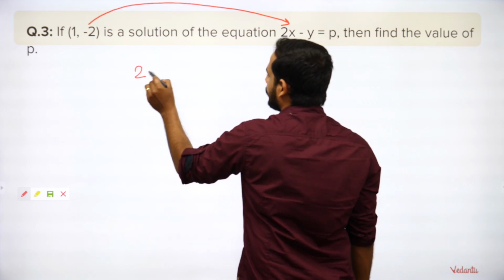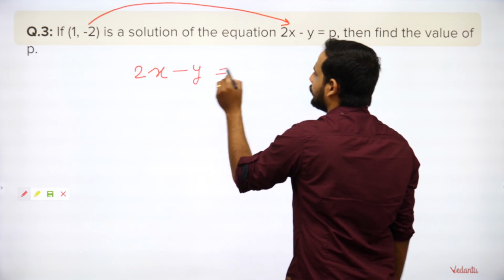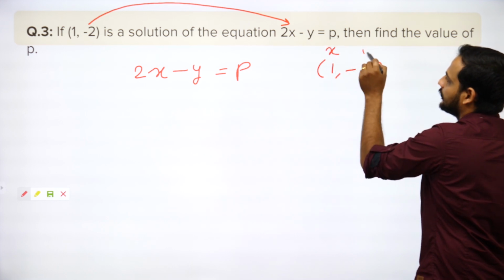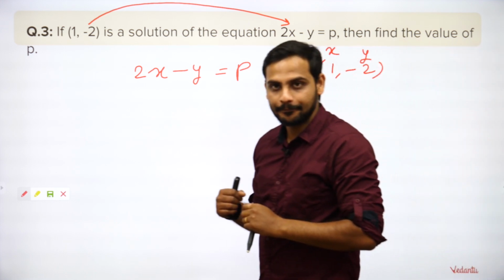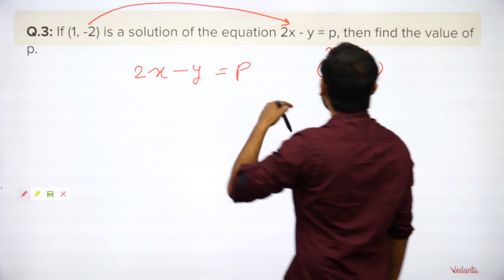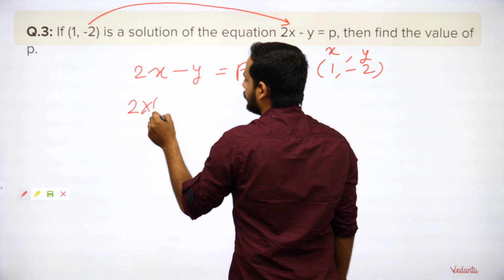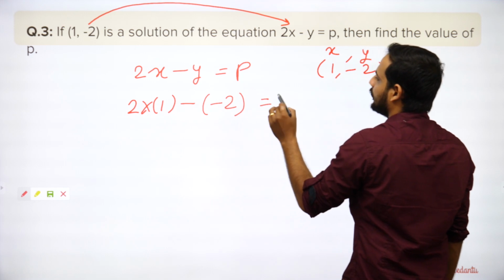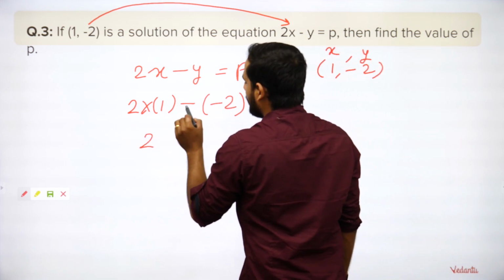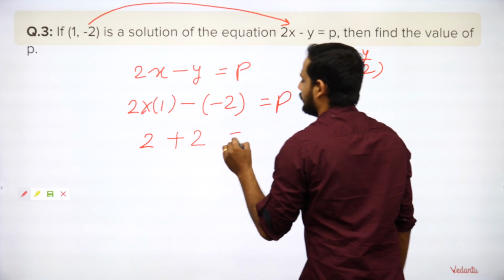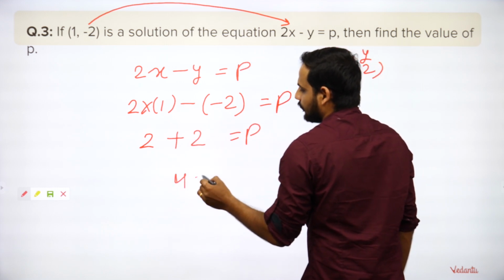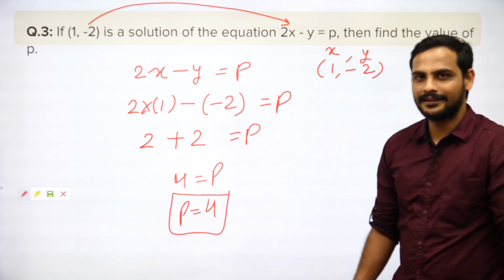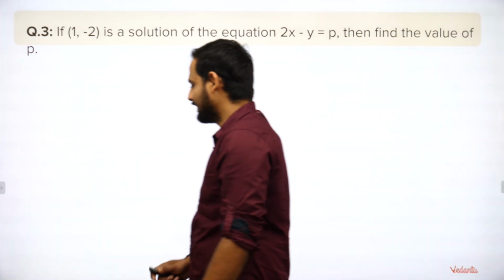So this equation 2x minus y is equal to p has one root, which is (1, -2), and I know it is always written as x comma y. Correct? So put x is equal to 1 and y is equal to minus 2. So 2 into 1 minus y, I will be putting as minus 2, is equal to p. So 2 into 1 is 2, minus into minus is plus, plus 2 is equal to p. 2 plus 2 is 4. So p is equal to 4. As simple as that. Correct? Easy? Quite easy, right? Chalo, let's move to the next question.